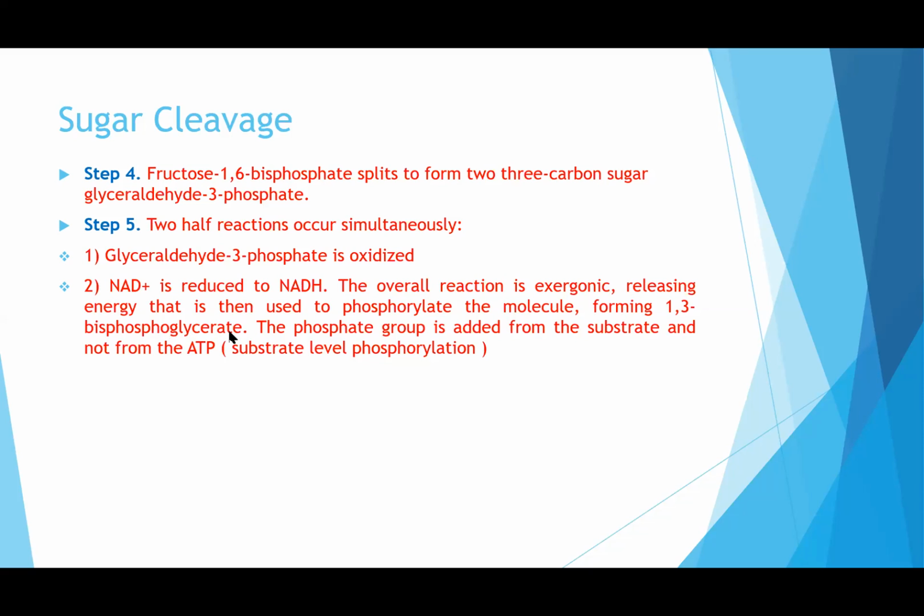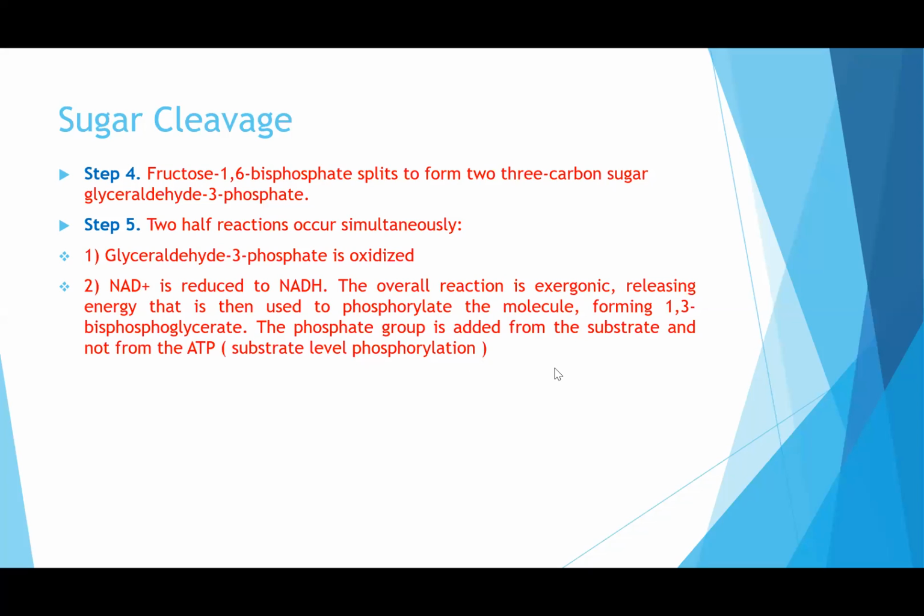But one thing more, forming 1,3 biphosphoglycerate: other than the addition of hydrogen, which other molecule is also added? Phosphate is added. Sorry, and this phosphate comes from the substrate and not from the ATP. Do the correction. This is the only unique case in respiration where a phosphate group arrives directly from the substrate, not from the ATP. That's why it is called substrate level phosphorylation.